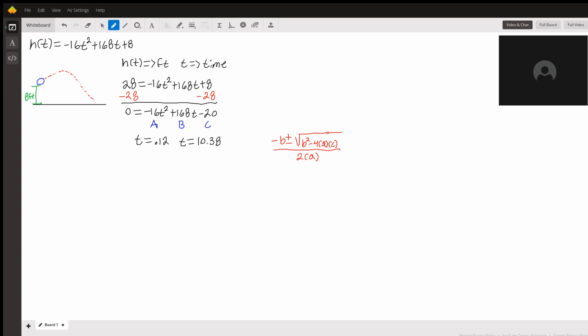So at time 0.12, this ball is at 28 feet. And then also at 10.38 seconds, sorry the graph isn't the best, but somewhere over here, this is also 28 feet. So that will be for that first question.